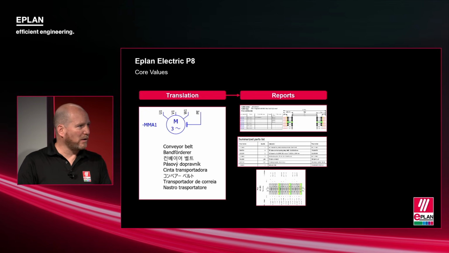Same thing for your wire list. Same thing for your terminal diagrams, your cable list. We have over 50 different types of reports that can be quickly and easily generated automatically using ePlan.